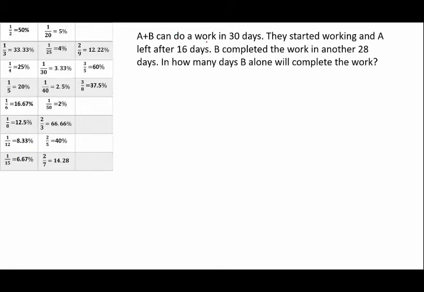A and B can do a work in 30 days. They started working and A left after working 60 days. B completed the work in another 28 days. In how many days B alone will complete the work? Let's see.